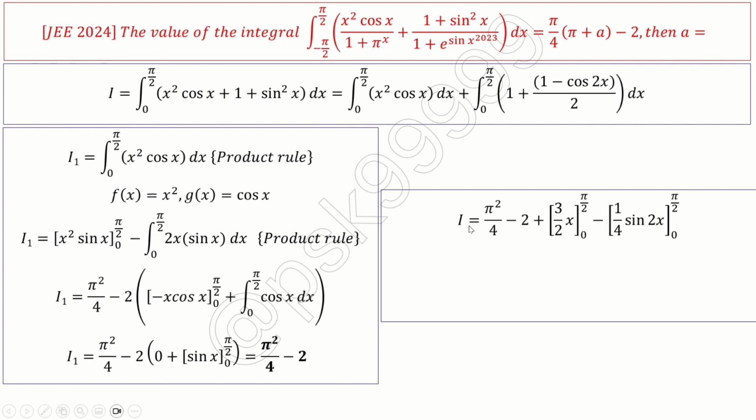So my whole integration I is nothing but pi square by 4 minus 2 plus, okay, 1 plus 1 by 2, which is 3 by 2. So 3 by 2 x with limits 0 to pi by 2, minus 1 by 2 cos 2x integration, which is sin 2x by 4. Correct. So 1 by 4 sin 2x with limits from 0 to pi by 2. If I apply limits carefully, what I will get is pi square by 4 minus 2 plus 3 pi by 4, which I can write in the given form, that is pi by 4 plus pi plus 3 minus 2. So my A is 3. That's the answer. Okay. Next.